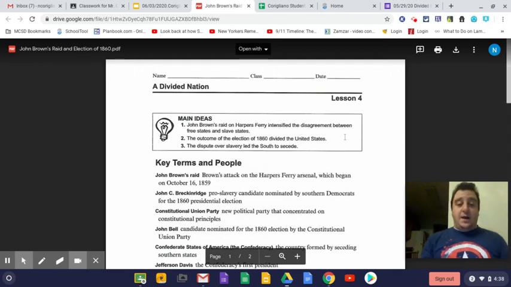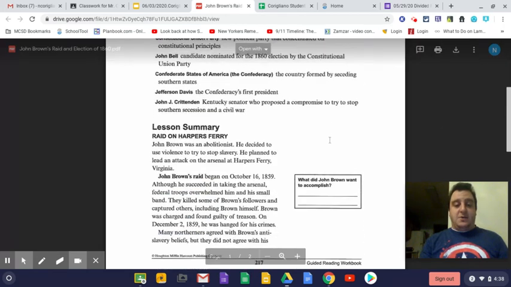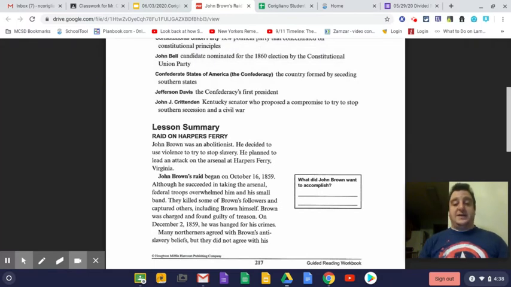So, like I said, I wanted to talk today about John Brown's raid and just review that workbook assignment. I wanted to talk about John Brown's raid and the election of 1860 and review the last couple of steps before the Civil War is going to break out. So, the first part, obviously, is John Brown's raid.